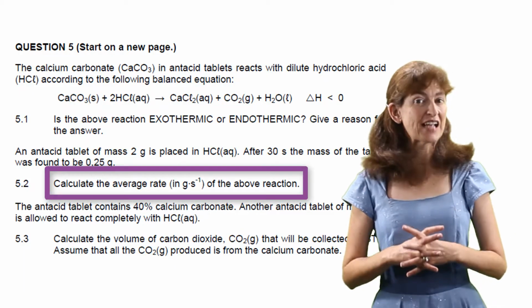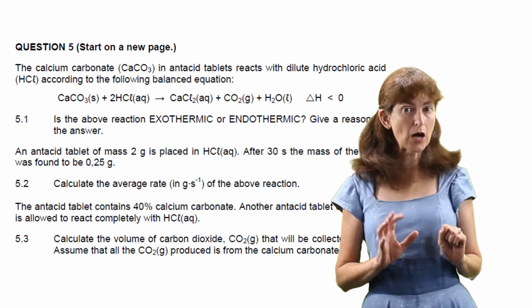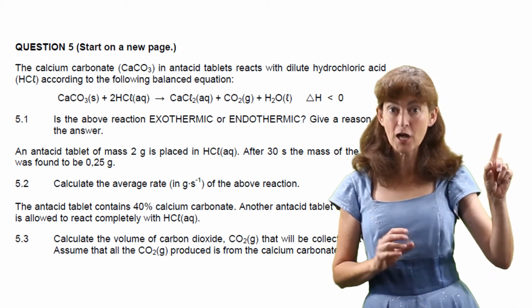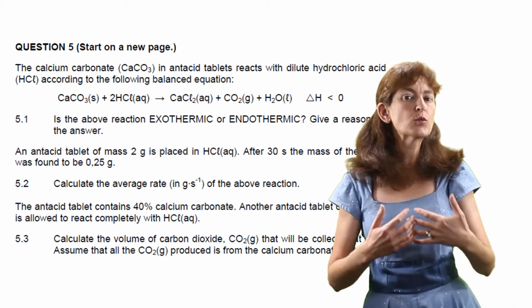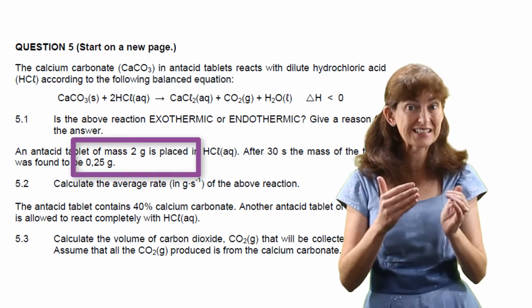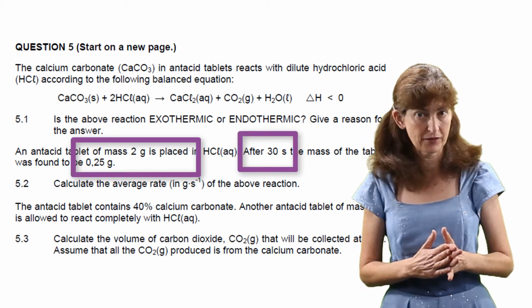5.2 asks us to calculate reaction rate. For a more detailed explanation about what reaction rate is and how to calculate it, click here. And you will see that for that we need to know the change in reactant or product, in this case reactant, per period of time. And indeed we are given that information.